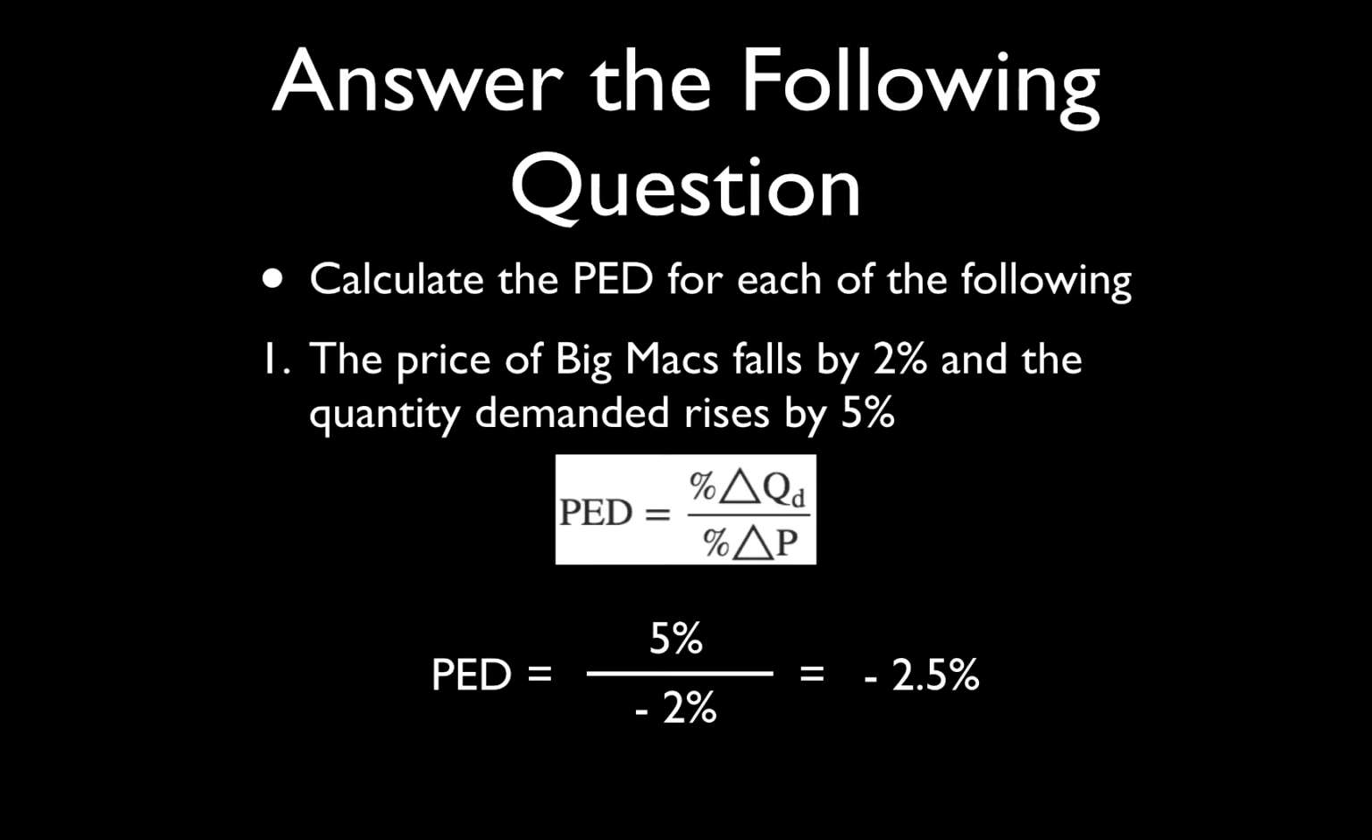And look, some people aren't very confident with their mathematical ability. So in these cases, always get your calculator out. Always, always, always get your calculator out to calculate these things. Okay, so that is a PED of minus 2.5.